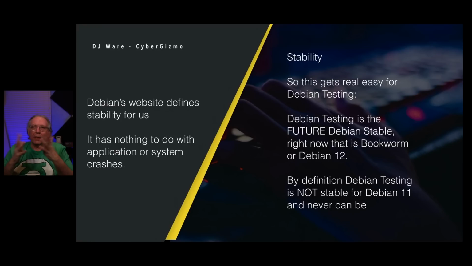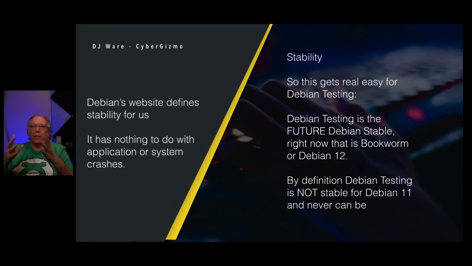Stability: this gets really easy for Debian testing. Debian testing is a future Debian stable. All it is is a collection of packages that are going in and being assembled to go into a future release of Debian. In the case right now, at the time that I'm doing this video, it's Bookworm, which is the code name for Debian 12.